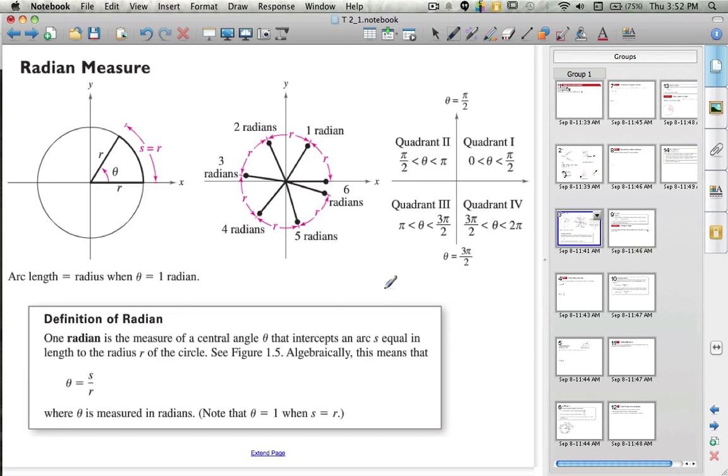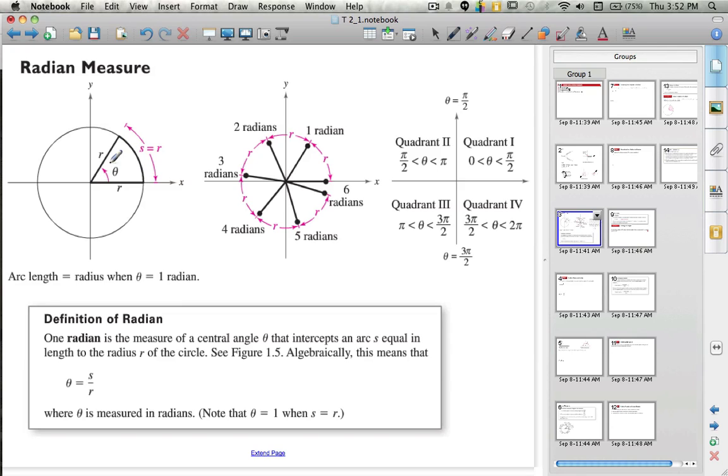You're most likely used to degree measure, and we work a lot in trigonometry with radian measure. When you talk about radian measure, a radian is the measure of a central angle that intercepts an arc length, the arc length is here, that is equal in length to the radius. So this angle would be 1 radian if it creates an arc length that is the same length as the radius.